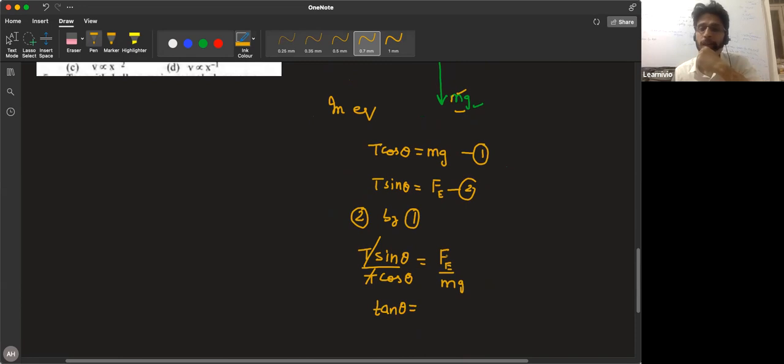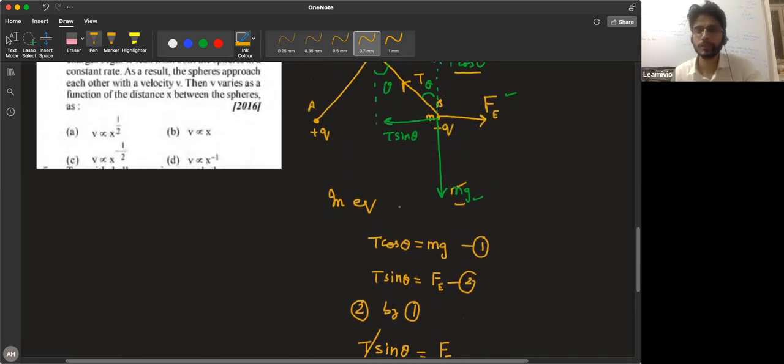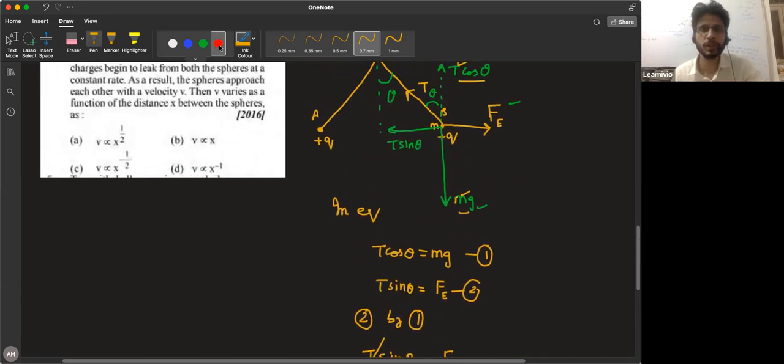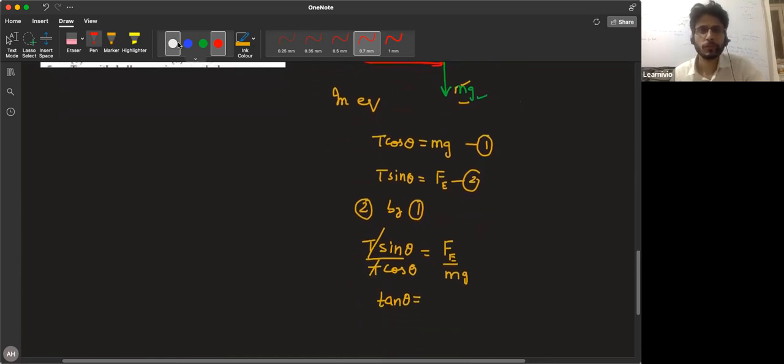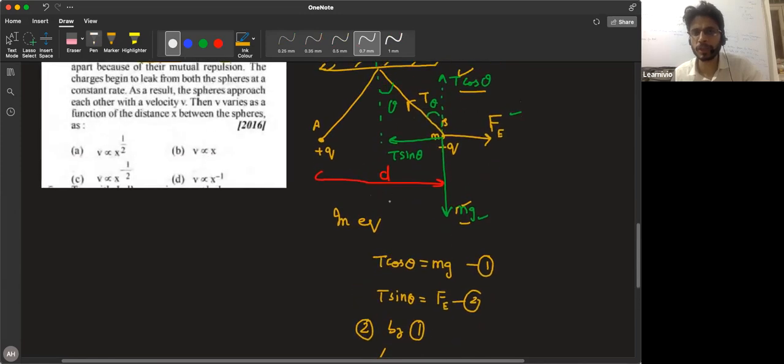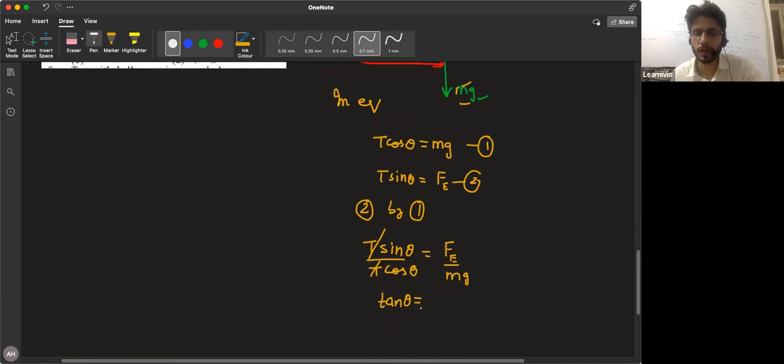How much is Fe? If the separation between both the charges is d, then how much is Fe? Miraj, how much is Fe? The separation between the charges is d, one is Q, another is Q. How much is the electric force? Miraj?